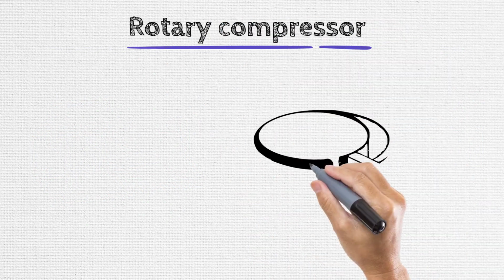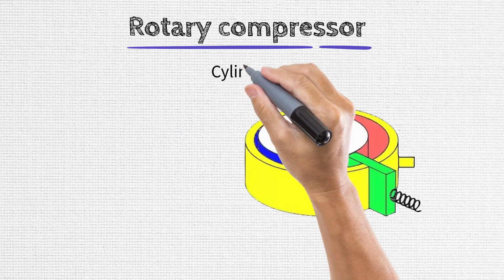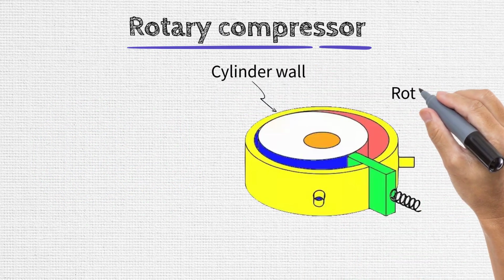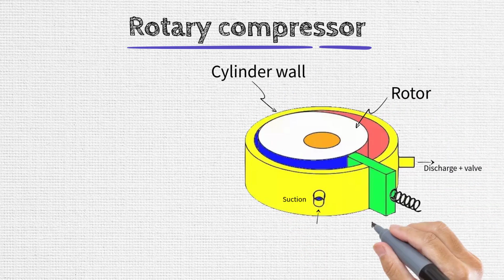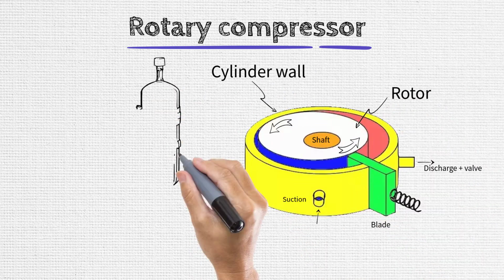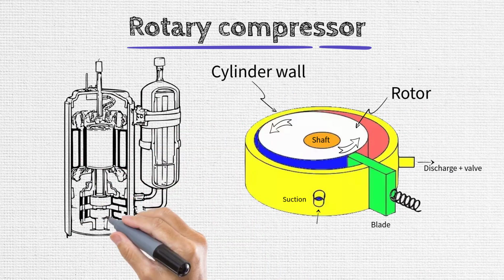A rotary compressor is a compressor in which vapor compression takes place in spaces between the cylinder wall and sides of an off-center rotor that spins inside the cylinder. A check valve is usually placed in the discharge. It prevents backflow of refrigerant during the off cycle.